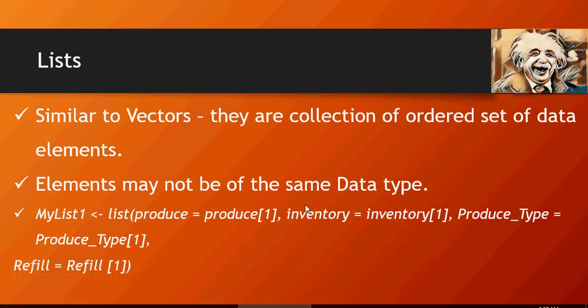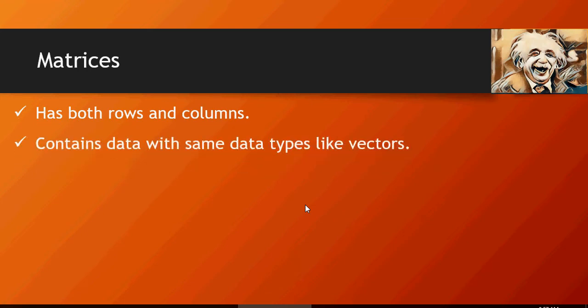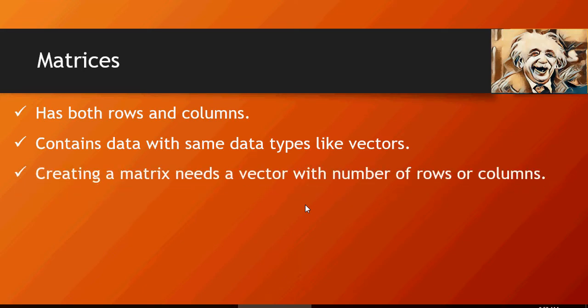Now let's go back to our presentation and start with matrices. So what are matrices? As the name suggests, a matrix has both rows and columns. It's a collection of rows and columns. It's very similar to a vector, which contains the same data types. If you are creating a matrix, it needs a vector with either the number of rows or columns, and we'll see the syntax now. So the keyword here is matrix.